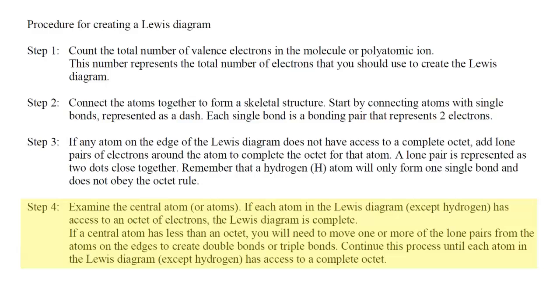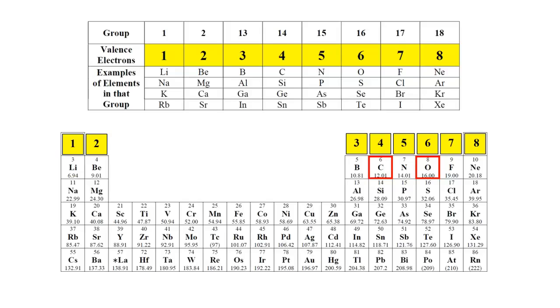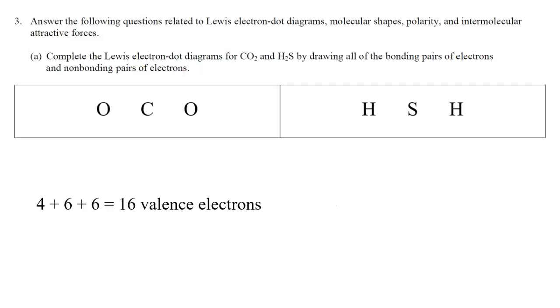Now let's go back to question 3, part A, and let's complete the Lewis diagram for carbon dioxide. First, I'm going to count the total number of valence electrons in this molecule. So carbon has 4 valence electrons. Oxygen has 6 valence electrons. Therefore, the total for CO2 would be 4 plus 6 plus 6, so that's 16 valence electrons. I'm going to start by connecting the atoms with single bonds. Now I'm going to complete the octet for each oxygen atom.